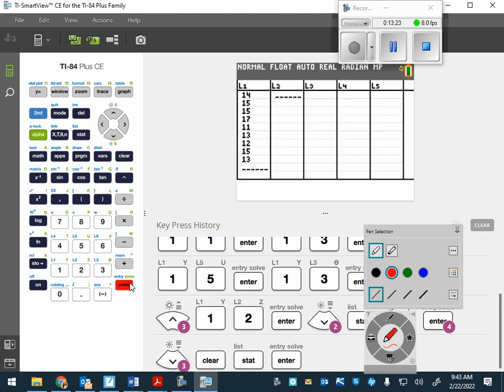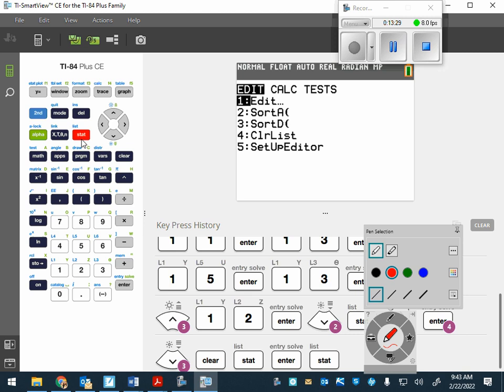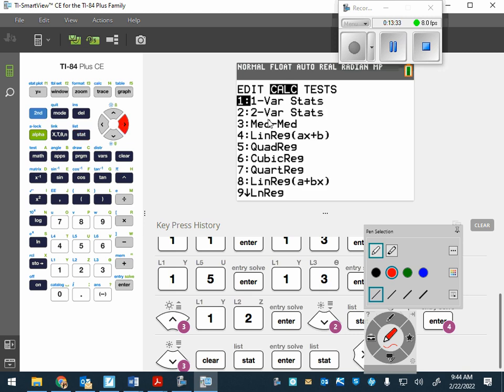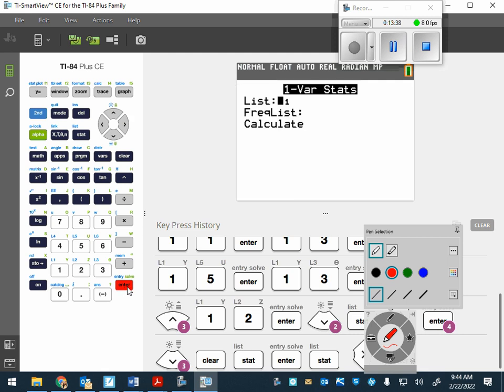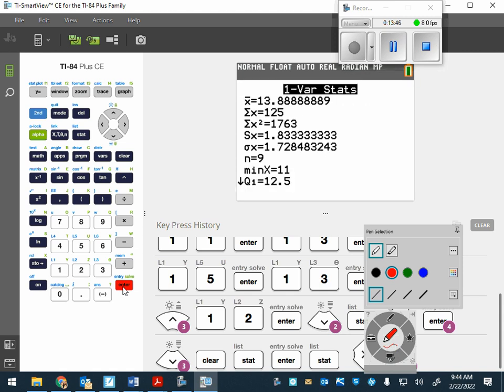So we were here. Set edit. Entered all the scores there. Then go back to that stat key. Press the right arrow to calculate. One var stat, you're going to hit enter. And then it says list. Some of you may have this, some of you may not. Keep pressing enter until calculate is hit. Then you get this. Okay, you're welcome.